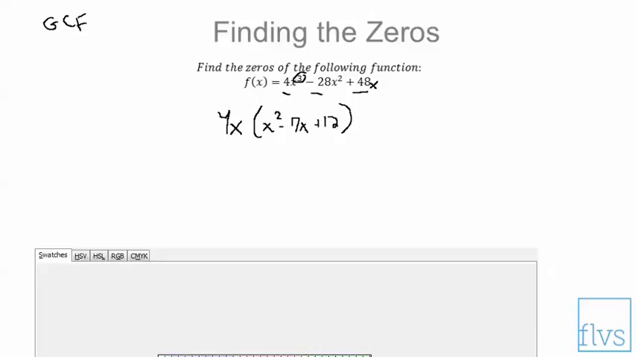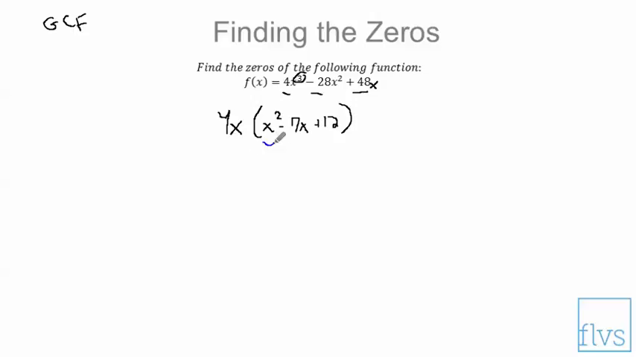So let me change colors here. What I want to do now is see if this guy can be factored further. So I'm going to go back to my diamond method. Product of the first and last, or you may have heard AC method, A times C. So that will give me 12.